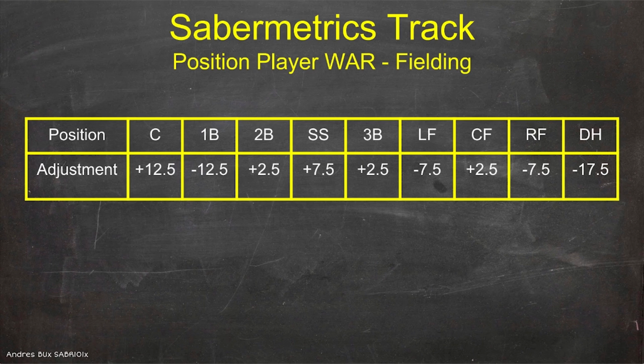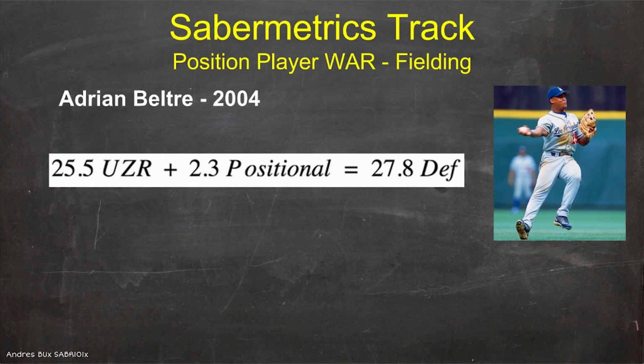So let's go to Adrian Beltre. He's our example through this series of videos. In 2004, Adrian Beltre was a terrific fielder. His UZR, his defensive runs, was 25.5. That's an outstanding defensive year. He had a great year on defense. And then he had a 2.3 positional adjustment.